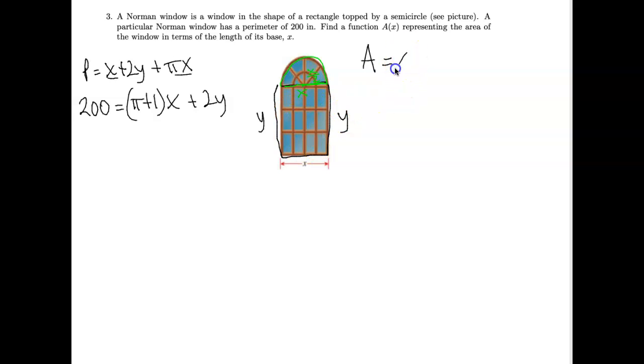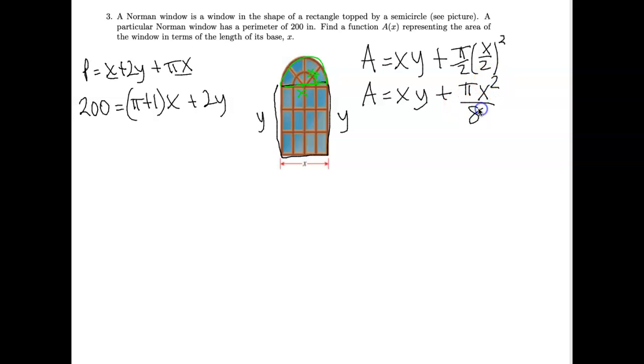of the rectangle is x times y, plus the area of the semicircle, which is going to be half the pi r squared. So we're looking at pi over 2 times the radius squared, which is x over 2 squared. This can clean up. We get area equals x times y plus pi x squared over 8, since 2 times 4 is 8.